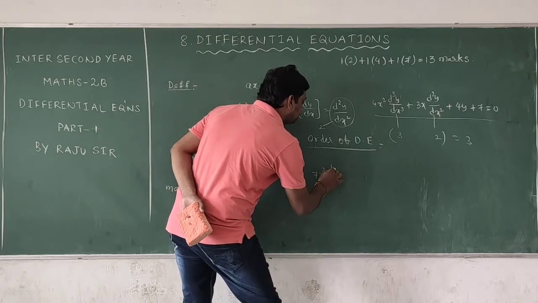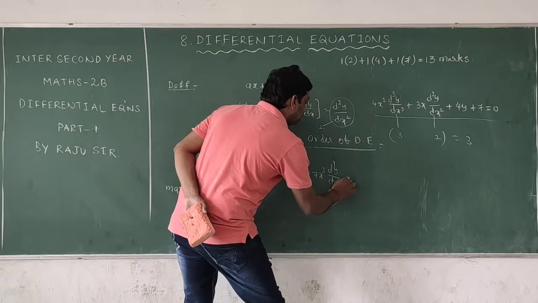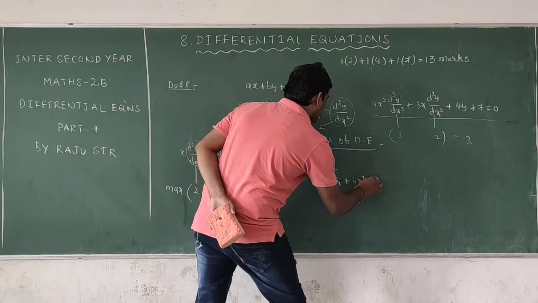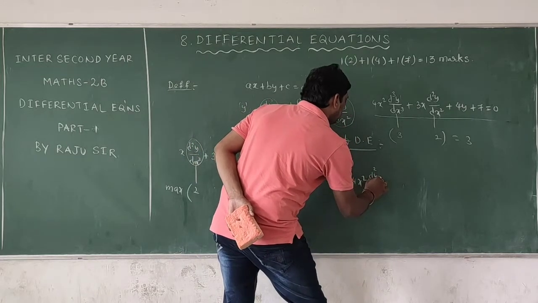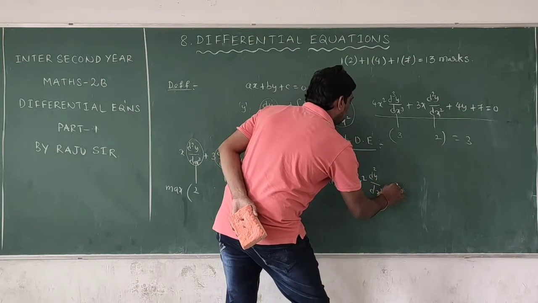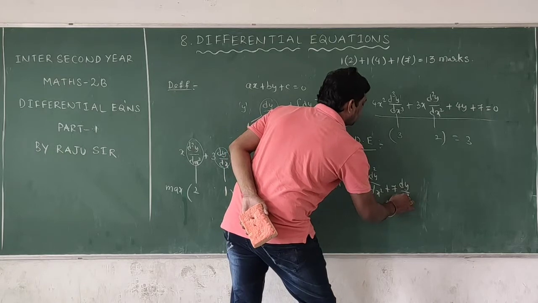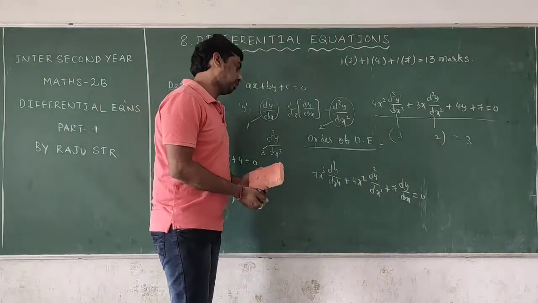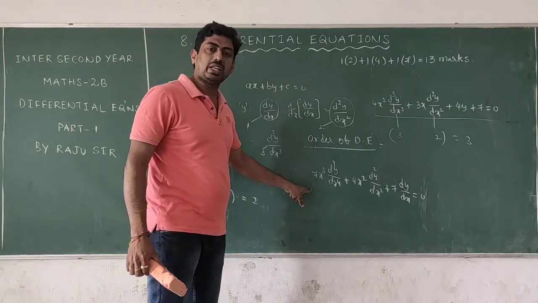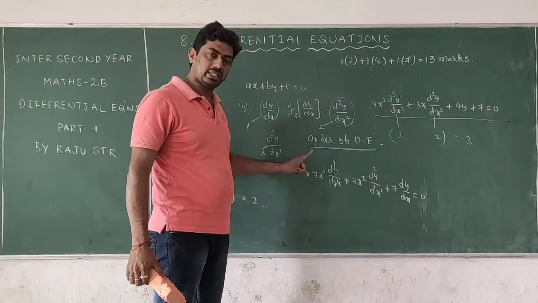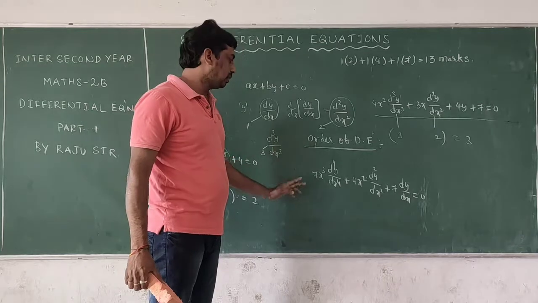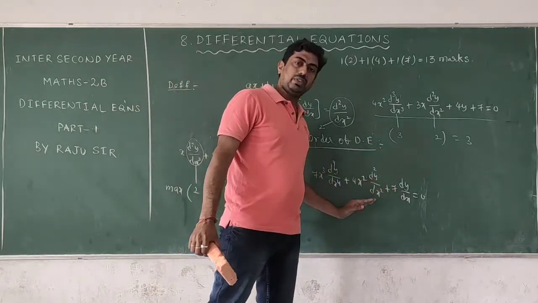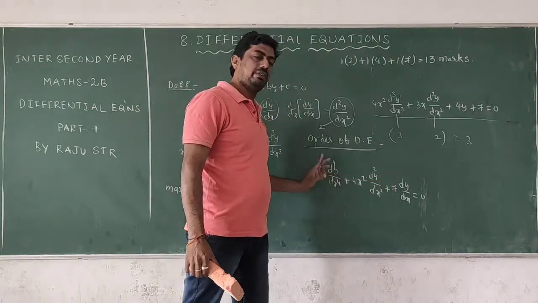7x cube into d power 4y by dx power 4 plus 4x square into d square y by dx square plus 7 dy by dx. Okay. First, before going to ask the question, is it a differential equation or not? Yes, very good. This is a differential equation, because this equation involves derivative terms. That's why this is a differential equation.